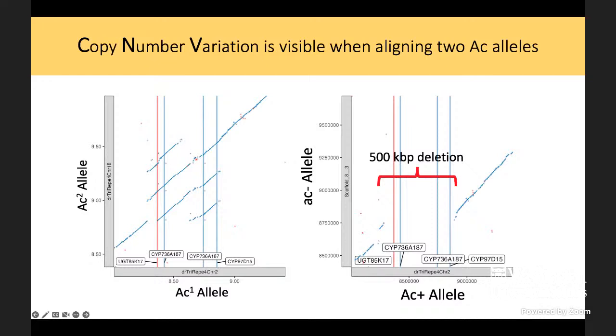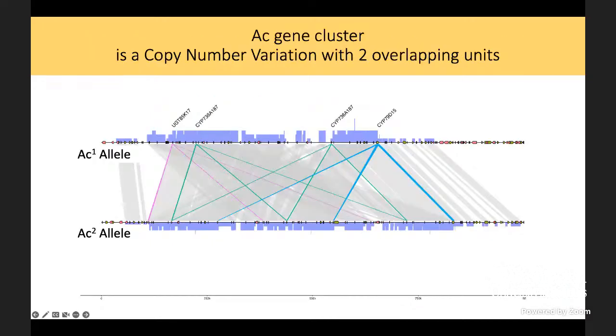In the right panel, I aligned an AC plus allele to an AC minus allele. You can see here is a huge gap in the AC minus allele, which is consistent with the presence-absence mutation. This plot can better visualize the alignment. You can see each gene in the AC1 allele has 3 hits in the AC2 allele.